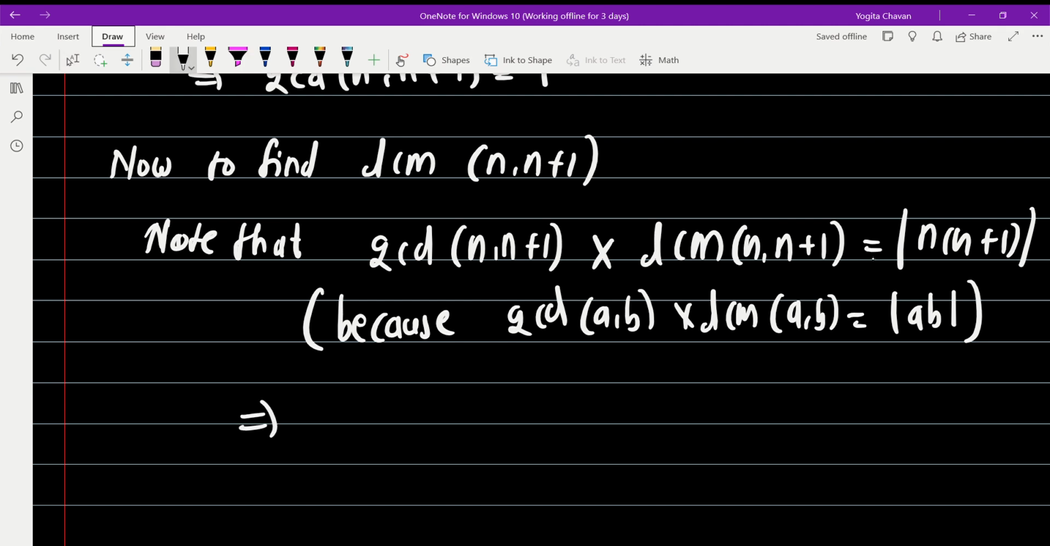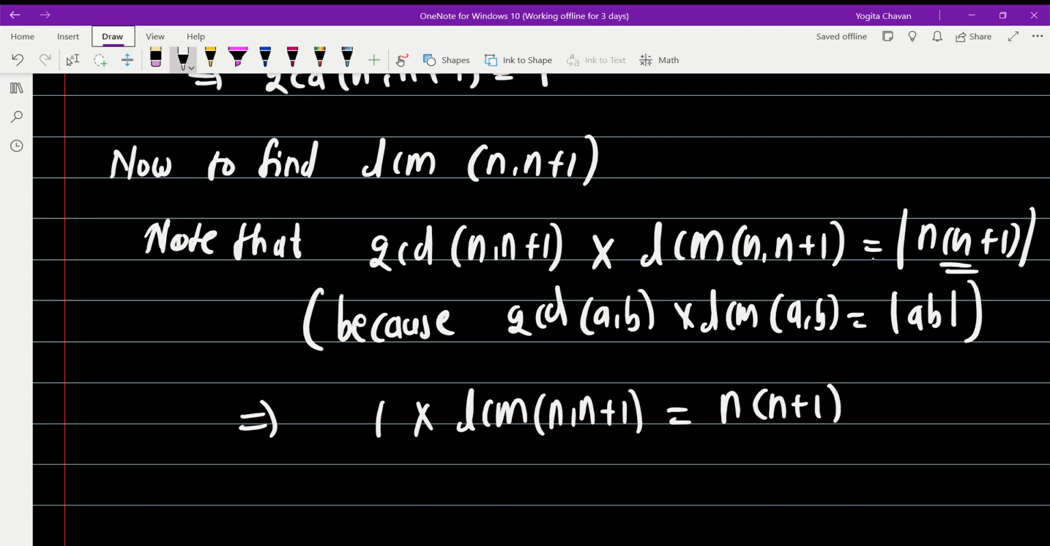So this implies, now GCD of n and n plus 1 is 1. So 1 into LCM of n and n plus 1 is equal to, now n is a positive integer, so n plus 1 is also positive, so their product is positive. So mod of n into n plus 1 is the same as n into n plus 1. So this implies LCM of n and n plus 1 is equal to n into n plus 1.